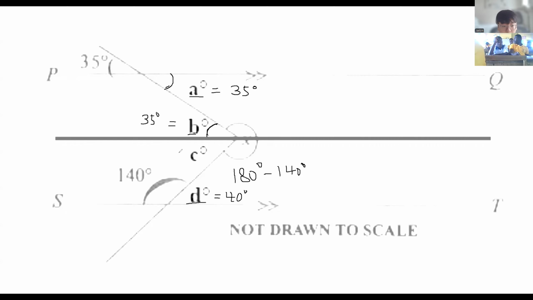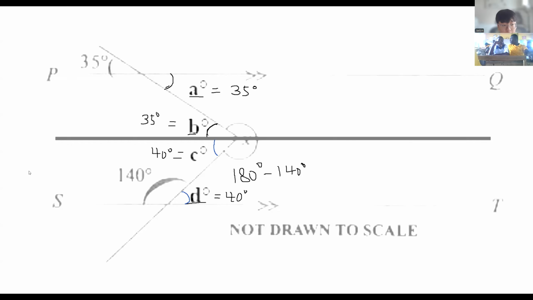Then C is also equal to 40 degrees because C is an alternate angle. You see this? From here to here, these are alternate angles. Let me color them differently. So this one and this one, they're alternate angles. So C is also equal to 40.